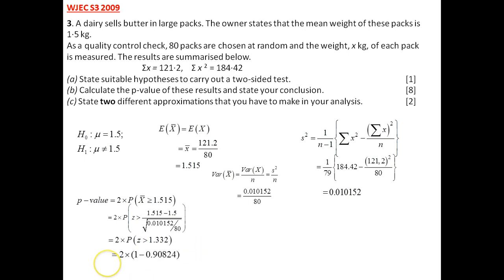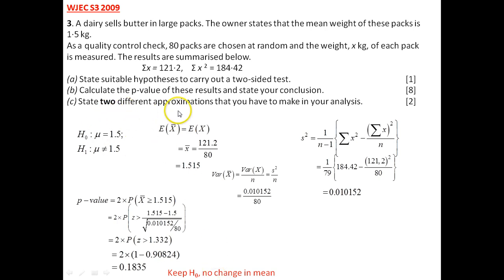Looking that up in the tables, taking it away from 1, being as we wanted more, and doubling it, we get 0.1835, which is not less than 5%. It's greater than 10% even. So we keep H naught, there's no change in the mean. So the mean is 1.5 kilograms.